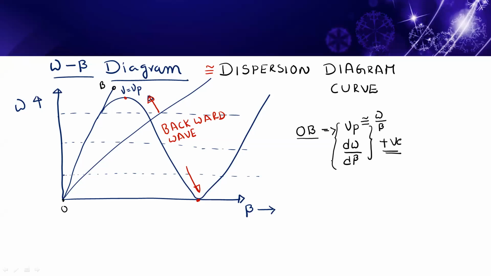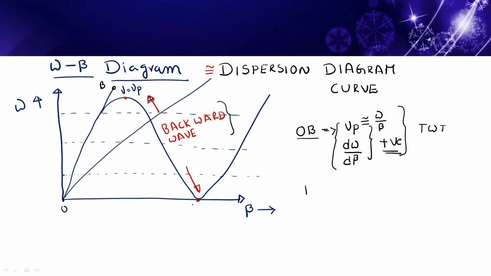This type of nature is automatically available in the traveling wave tube. But the speciality of the backward wave oscillator is this backward wave phenomenon. So that is the direction.